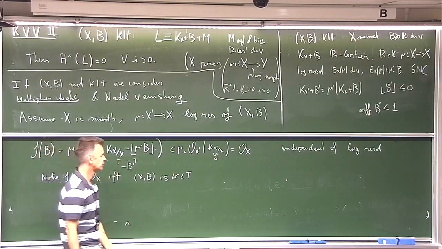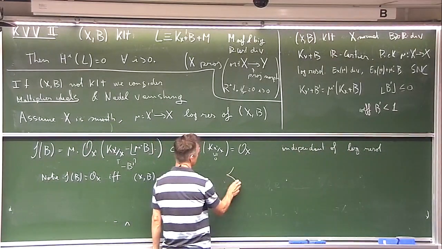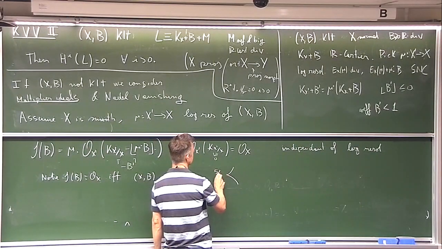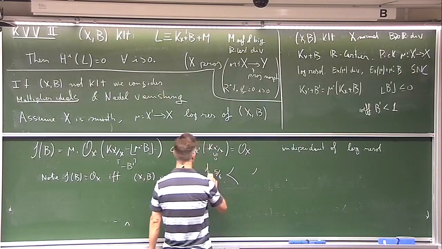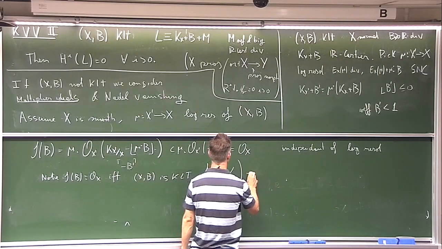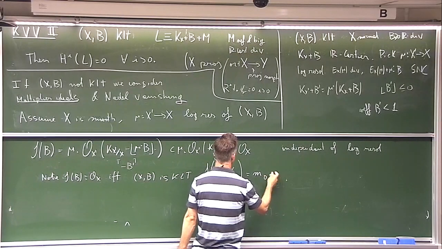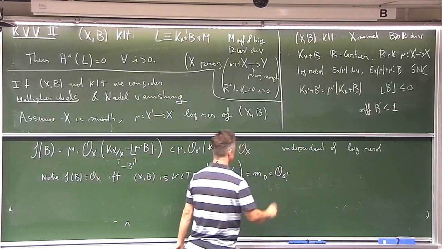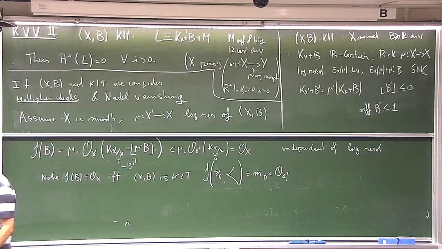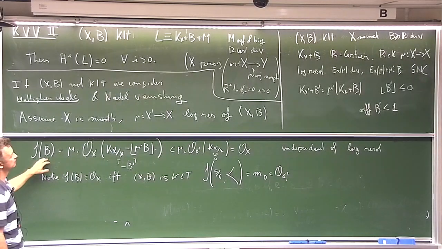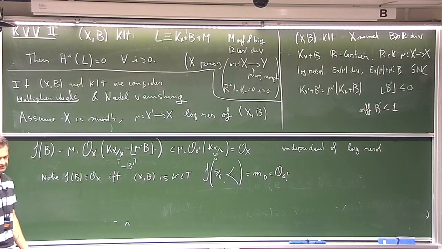But if it's not a simple normal crossing divisor, for example, if it's a cusp and you pick coefficient 5/6, then the multiplier ideal sheaf of a cusp with coefficient 5/6 is the maximal ideal of the origin inside of O_C2. And in fact, if the coefficient is less than 5/6, it'll be just O_C2. And if it's greater than 5/6, it's always non-trivial. So you think of this multiplier ideal sheaf as a correction term that accounts for the fact that the pair is not Kawamata log terminal.